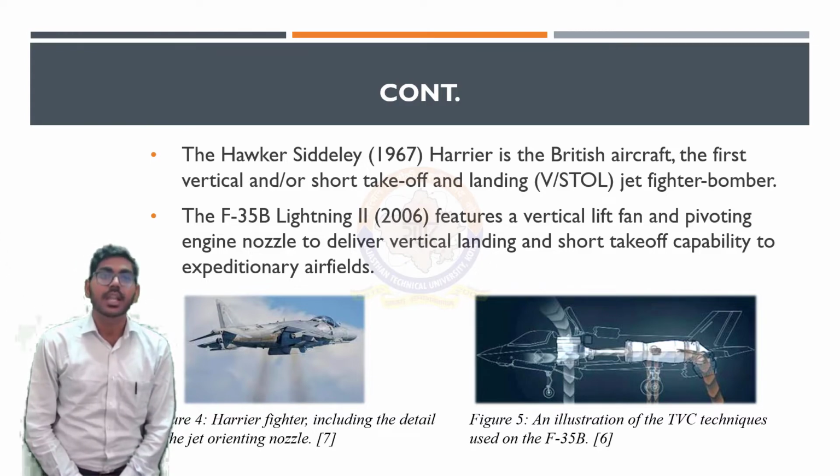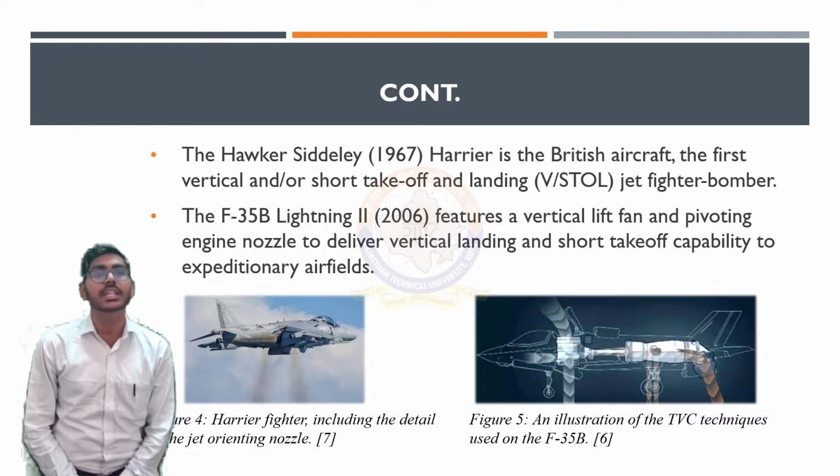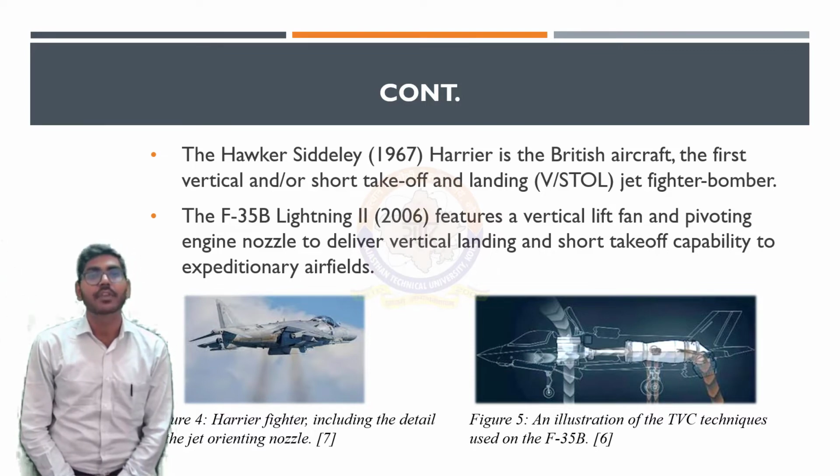The F-35B Lightning II, 2006, features a vertical lift fan and pivoting engine nozzle to deliver vertical landing and short takeoff capability to expeditionary airfields. Figure 5 is an illustration of thrust vector control techniques used on the F-35B.